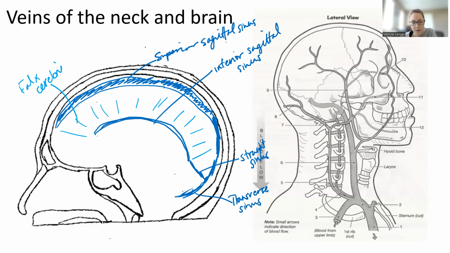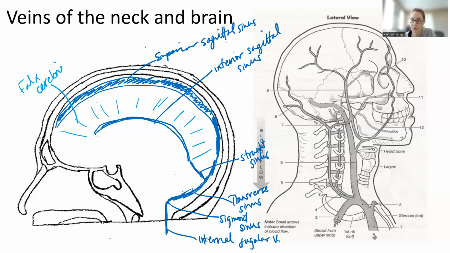Okay. Then it's going to start to dip. And when it dips and kind of curves downward, this becomes the sigmoid sinus. Just like that. Then the sigmoid sinus is going to drain blood into a large blood vessel in the neck called the internal jugular vein.